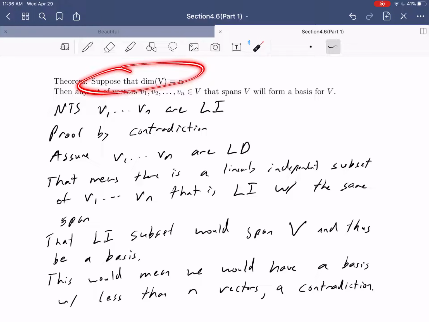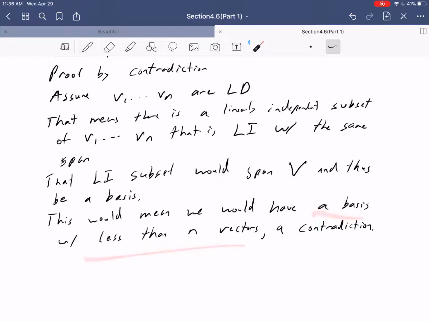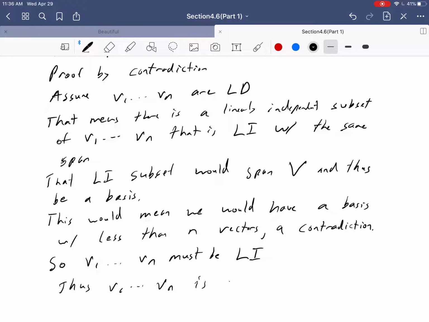Because we're supposing that the dimension of V is equal to n, and the very first thing we proved in this video was that the dimension is always the number of vectors in the basis, and that number is always the same for every basis. So it's impossible that we could have a basis with less than n vectors. So that's a contradiction. So our assumption that they were linearly dependent is incorrect. So V1 through Vn must be linearly independent. Thus, V1 through Vn is a basis.